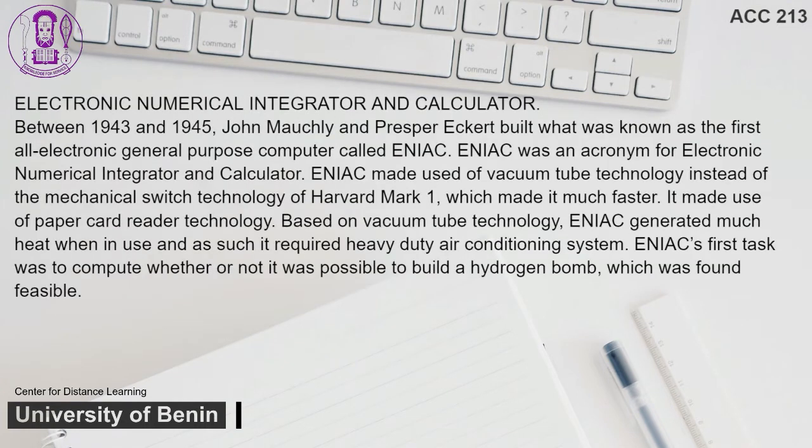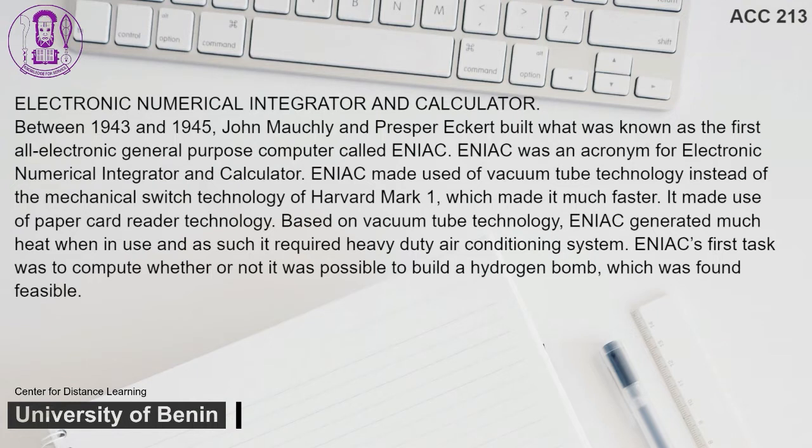Electronic numerical integrator and calculator. Between 1943 and 1945, John Mauchly and Presper Eckert built what was known as the first all-electronic general-purpose computer called ENIAC. ENIAC was an acronym for Electronic Numerical Integrator and Calculator. ENIAC made use of vacuum tube technology instead of the mechanical switch technology of Harvard Mark I, which made it much faster. It made use of paper card reader technology.